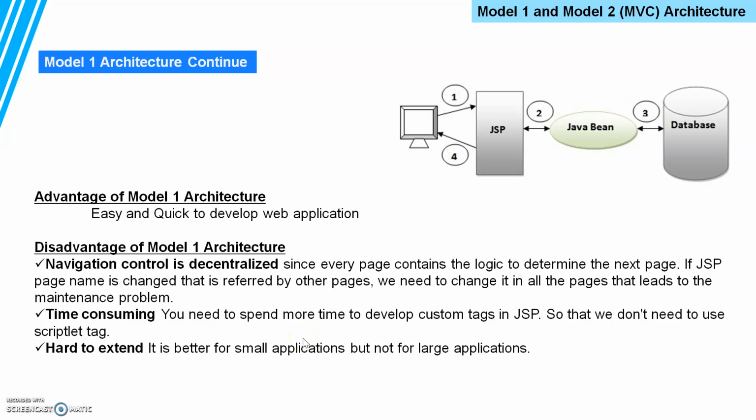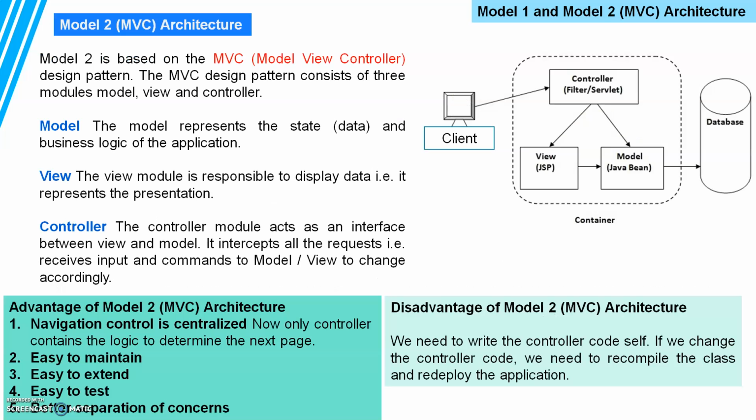But customers may ask for more functionality, new functionality, addition, extension, and that will be difficult to manage if we go with the model 1 architecture. Then what is the solution? The solution is the model 2 architecture. Model 2 means MVC architecture.